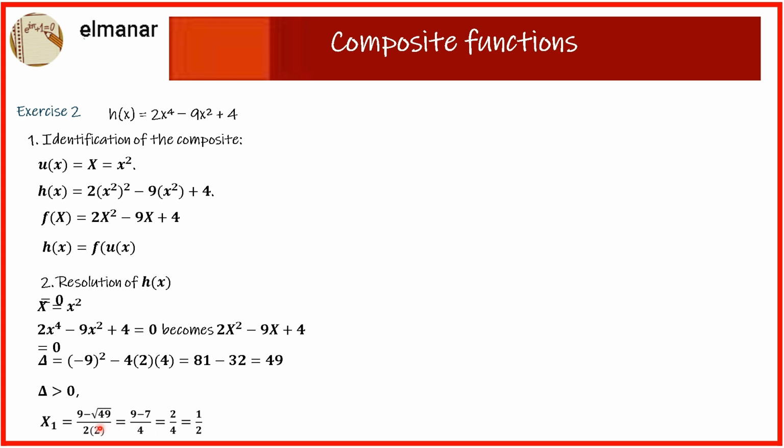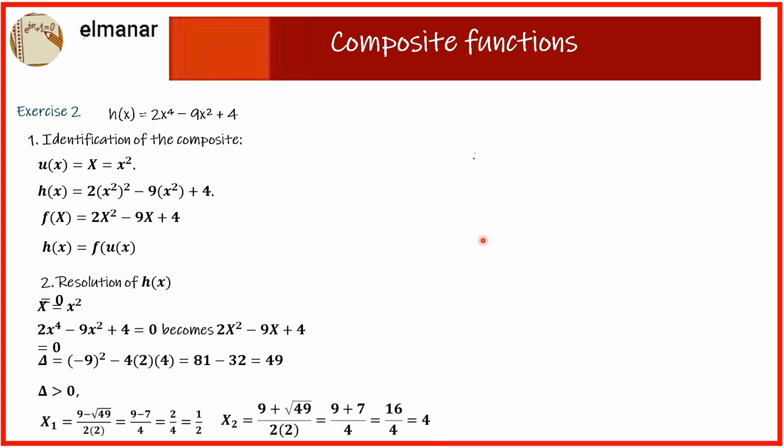The first solution, X1, is equal to (9 − √49) divided by (2 × 2), which is (9 − 7)/4, giving 2/4, that is 1/2. The second solution, X2, is equal to (9 + √49) divided by (2 × 2), which is (9 + 7)/4, giving 16/4, that is 4.